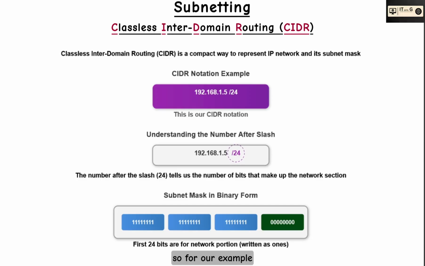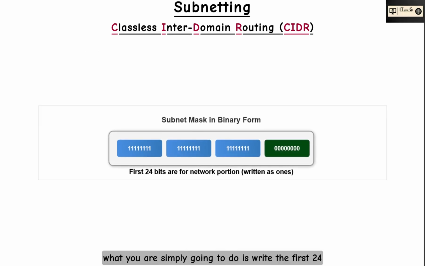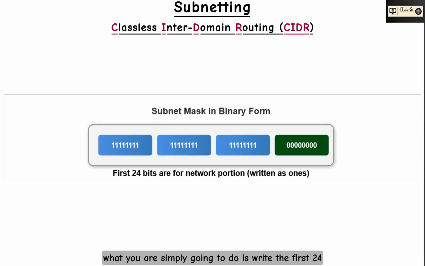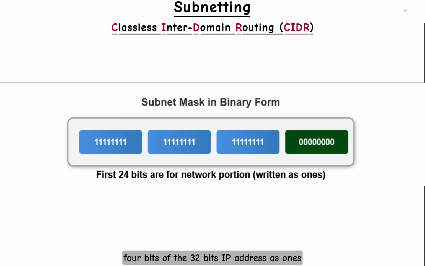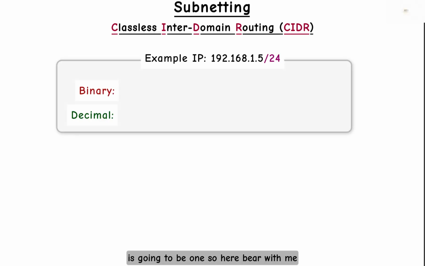So for our example, if we want to find the subnet mask of the IP we were given, what we are simply going to do is write the first 24 bits of the 32-bit IP address as ones. So the first 3 octets of the subnet mask are going to be ones. Bear with me, we are going to write a lot of ones.